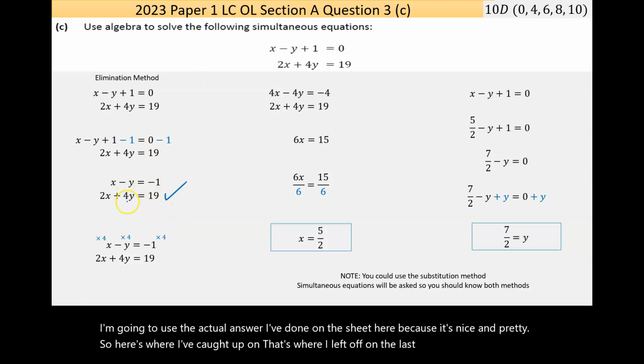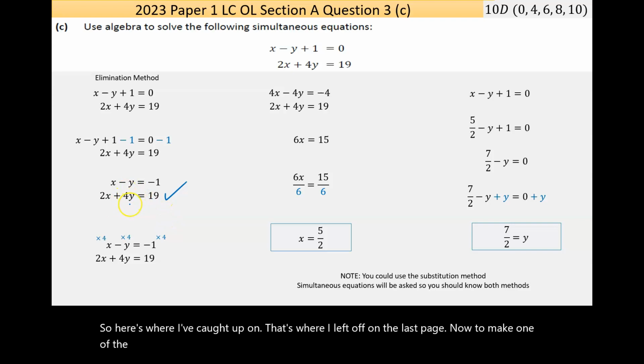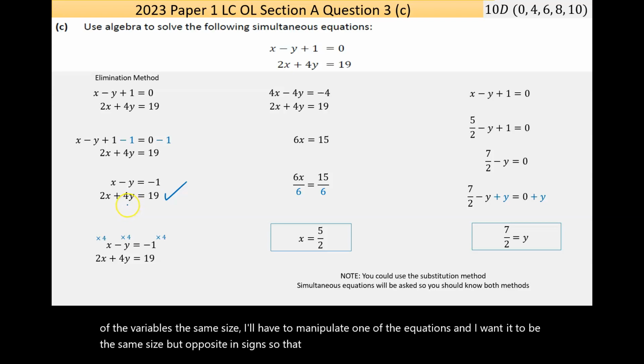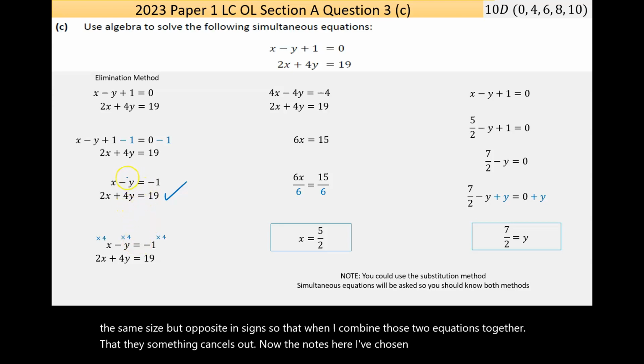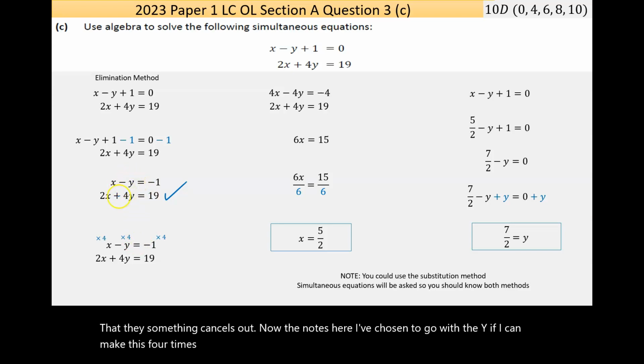Now, to make one of the variables the same size, I'll have to manipulate one of the equations. And I want it to be the same size, but opposite in signs, so that when I combine those two equations together, something cancels out. Now, in the notes here, I've chosen to go with the y. If I can make this 4 times bigger, minus 4y plus 4y will cancel when joined together.